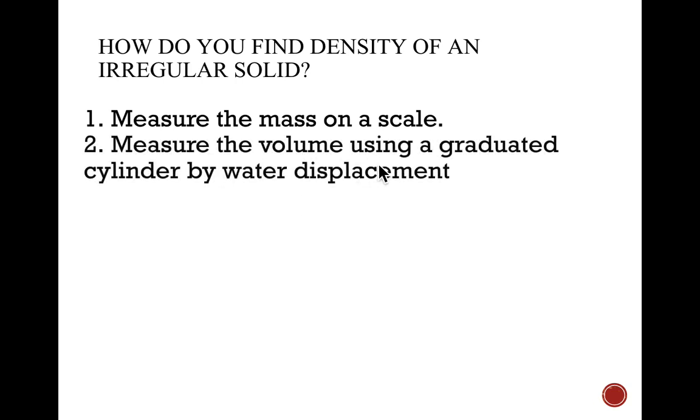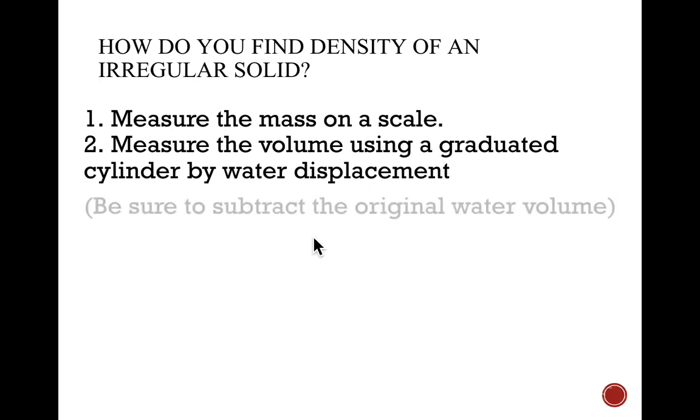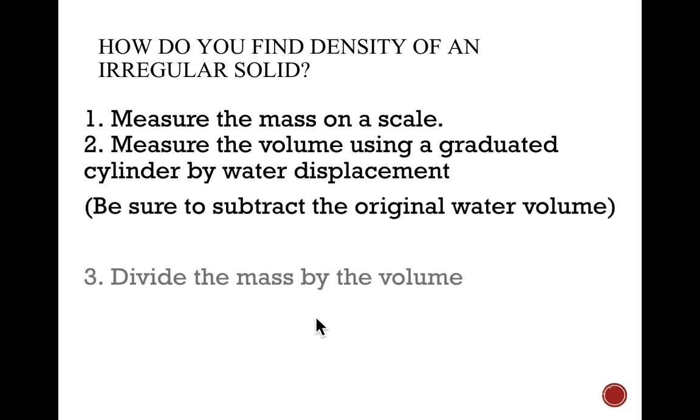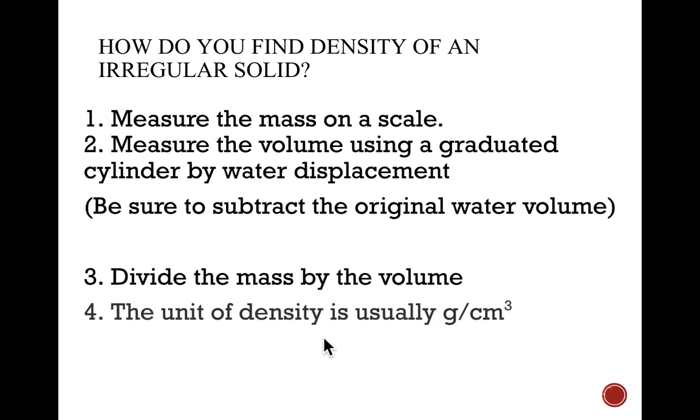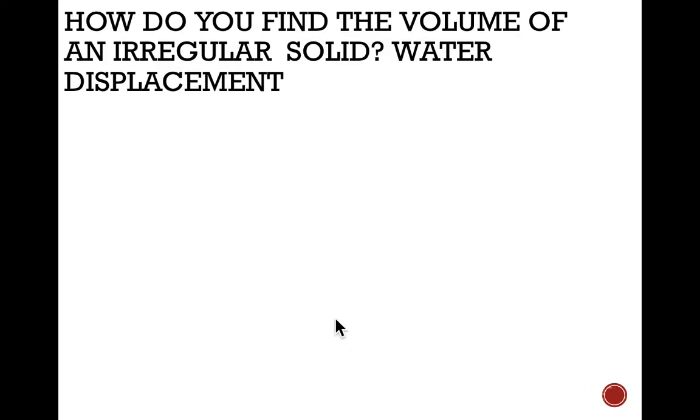Second, you're going to measure the volume of this irregularly shaped solid by using something called water displacement. And you'll be sure to subtract out the original water volume. And then again, same thing, you're going to divide the mass by the volume. And the unit for solids is usually grams per cubic centimeter. Now, how do you find the volume of an irregular solid? Well, again, let's talk about what water displacement is.